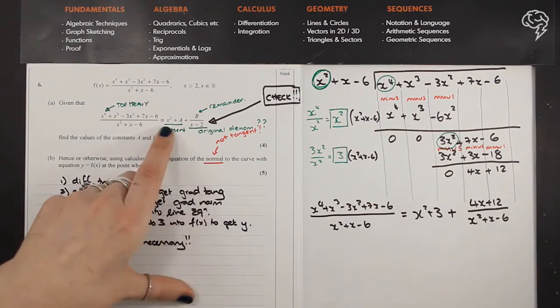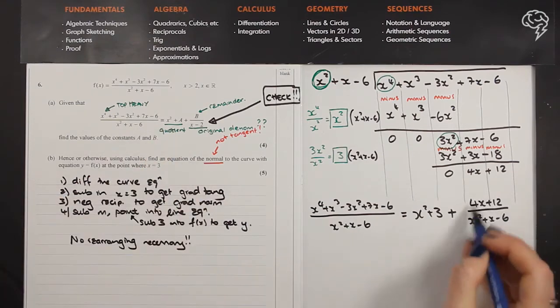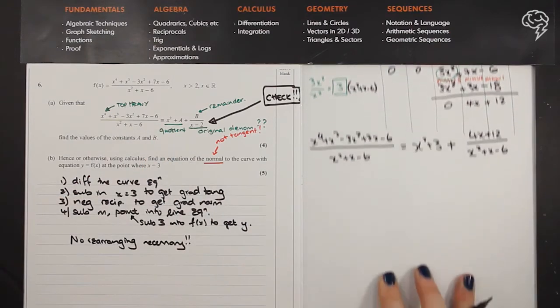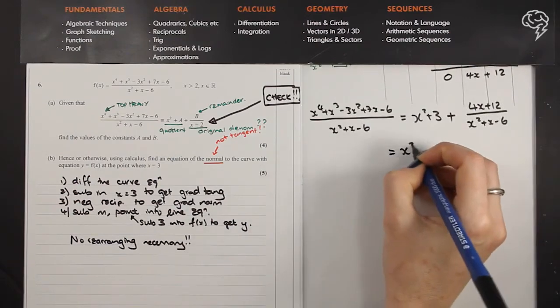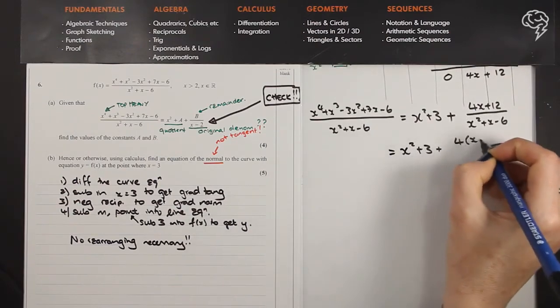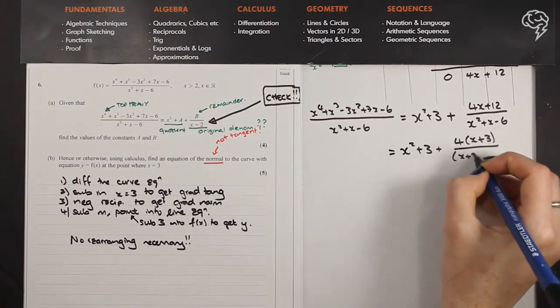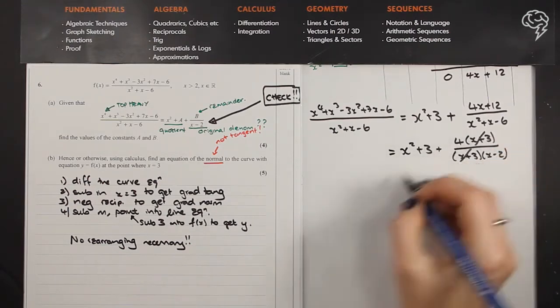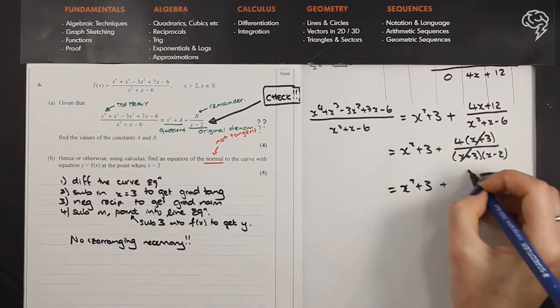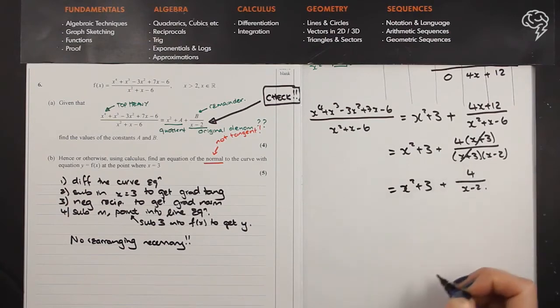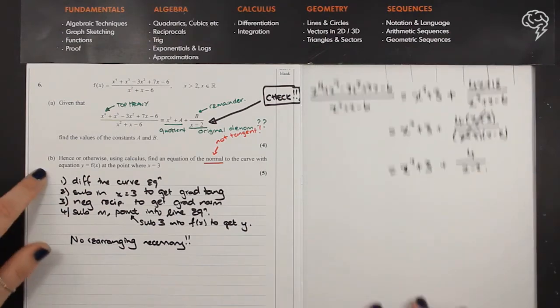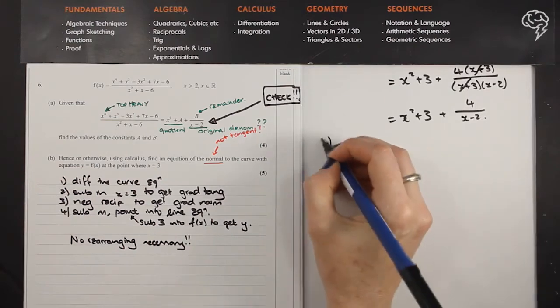Okay, now it's not quite what we wanted, but you can see that there's some factorising that can go on here, and that's going to get us what we want. So this is x squared plus 3 plus (4x plus 3) over (x plus 3)(x minus 2). These factors cancel, and we get the form that was required in the question. Hooray! Right, let's go ahead and do our normal.